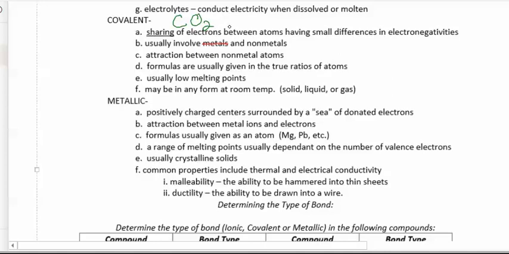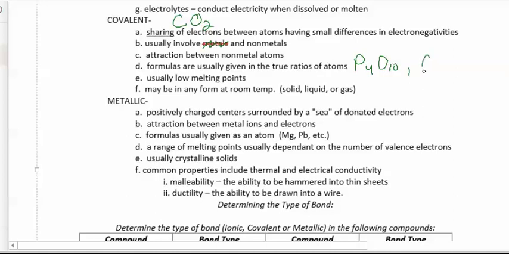So make sure you cross out metals that should not be here. Covalent substances only involve nonmetals. Their attraction is between the nonmetals, and we usually give the true ratio. So for an example of something that you might see would be this substance P4O10. It has specifically 4 phosphoruses and 10 oxygens.